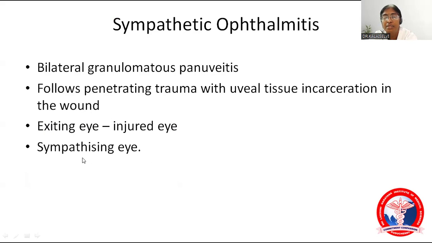Then the presentation in the normal eye, you can have keratic precipitates, and if not treated, it might proceed in the other eye as well. So this is a prophylactic measure we follow to prevent it. If an eye injury is beyond any scope for vision and is badly damaged, and uveal tissue is exposed, then it is the practice to completely remove the injured eye to prevent sympathetic ophthalmitis happening in the near future. That is the prevention we follow.